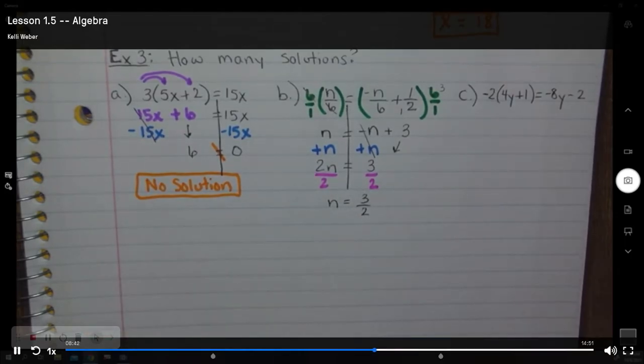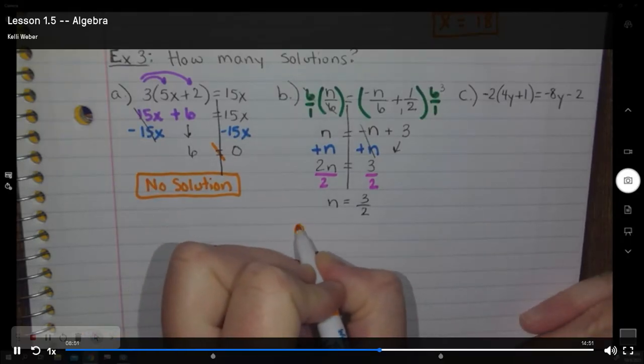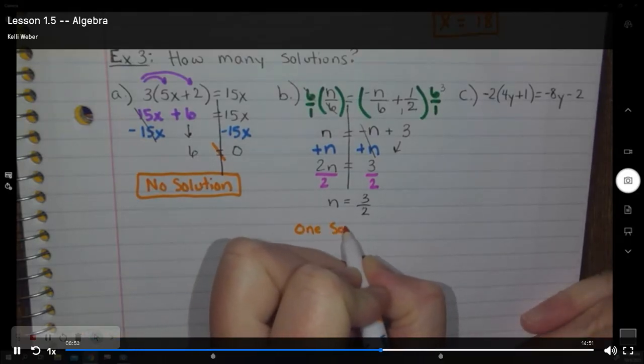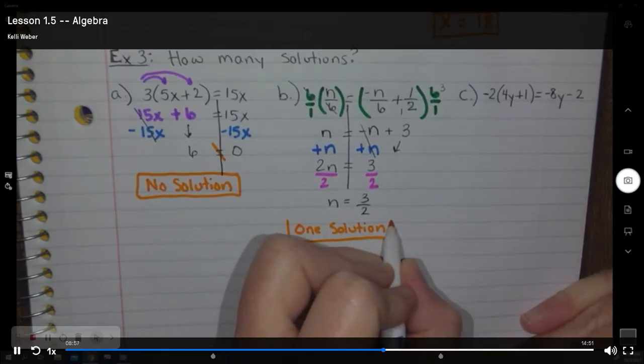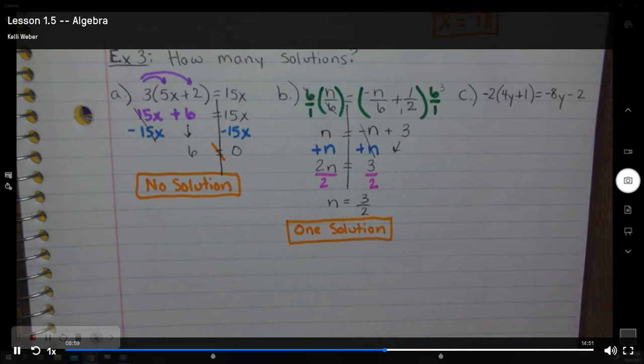So if we get a solution where the variable equals just one number, then we would say that this has one solution. And then you could share or enter what that one solution is. And in this case, it's 3/2.